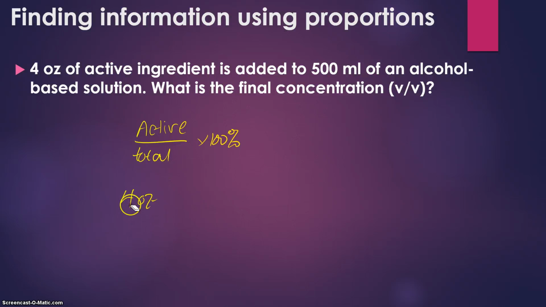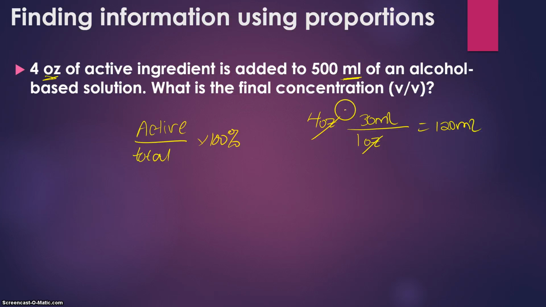Wait. Here, we can't just jump into the problem without converting the ounces to milliliters, right? Because we have 2 different sets of units here to measure out volume. We need to make sure that they're both the same. So we want to convert the 4 ounces to milliliters. So we know that 1 ounce is equivalent to 30 mLs. 4 times 30 gives you 120 mLs. We know this because this is known from our table of measurements, right?